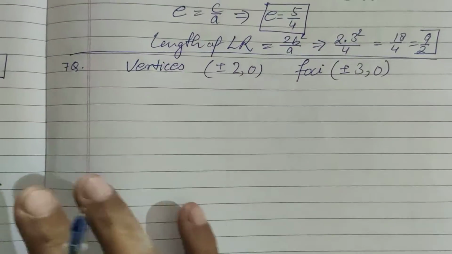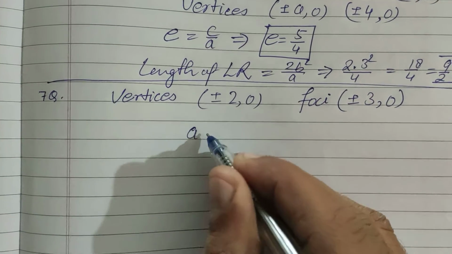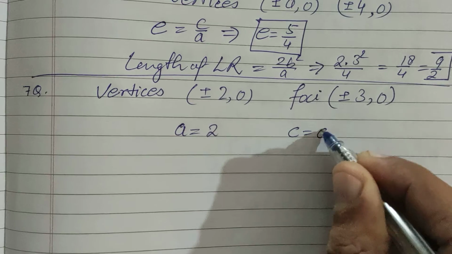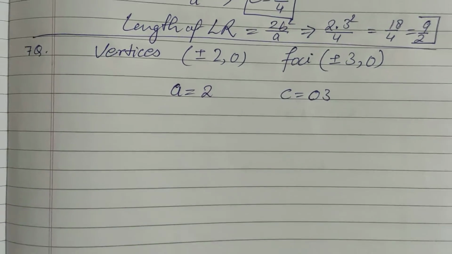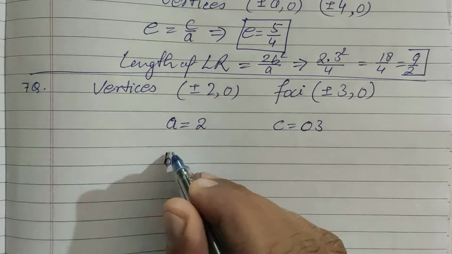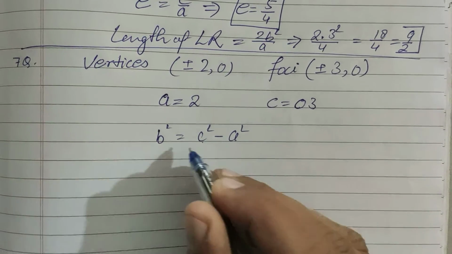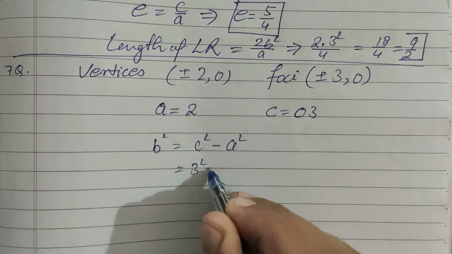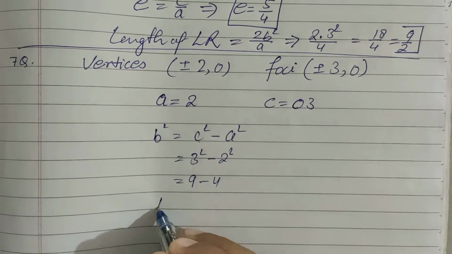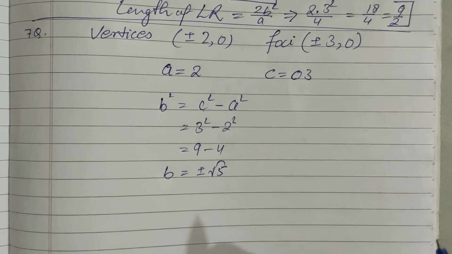In the same way, for question number 7, the vertex is given as 2, that is a is 2, and the focus, that is c, is 3. So I can calculate b also. b square equals c square minus a square, since c square equals a square plus b square. So 3 square minus 2 square, that is 9 minus 4. b equals plus minus root 5.